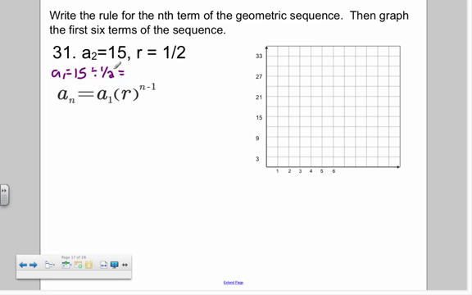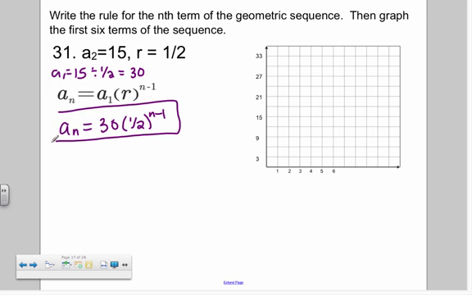Well, 15 divided by 1/2 is really the same as 15 times 2, and that's 30. The reason I'm dividing by the ratio to go to A1 is I'm going backwards. Instead of multiplying to get to the next one, I'm dividing to get to the previous one. So now that I know my first term and my ratio, I can plug these into my nth rule. So this is the rule for the nth term. That's the first part of my answer.